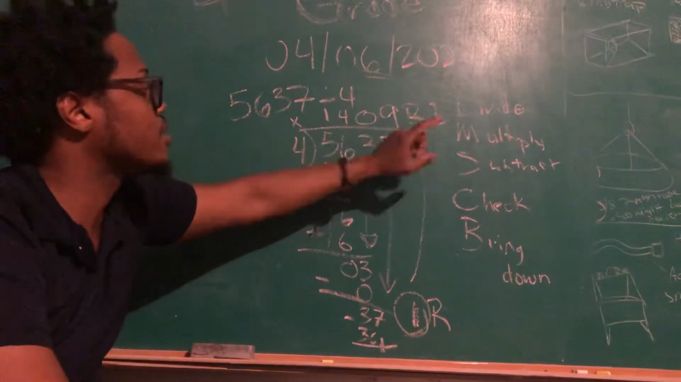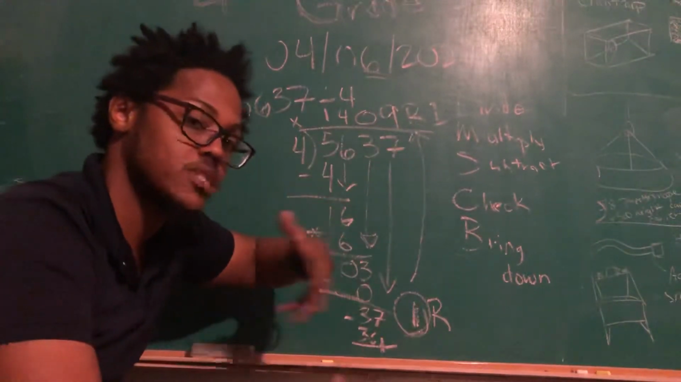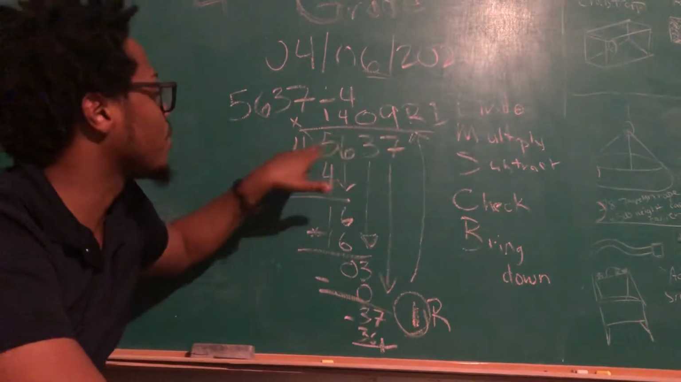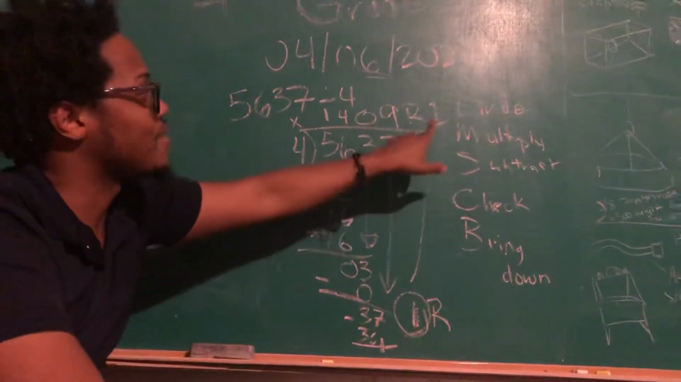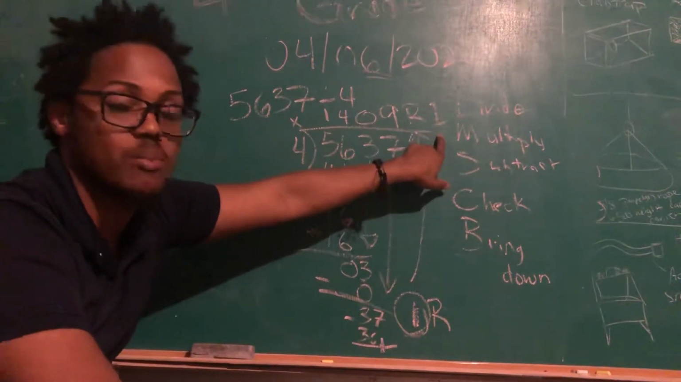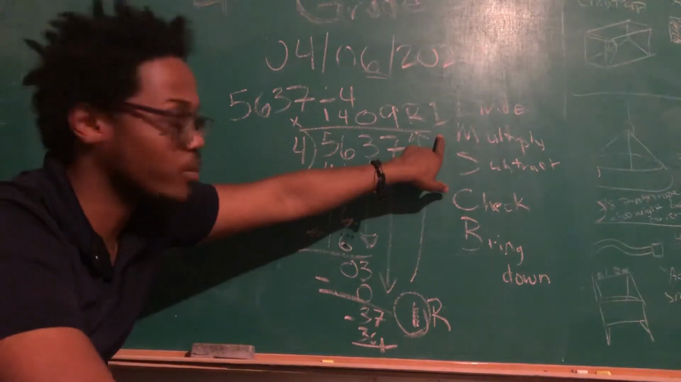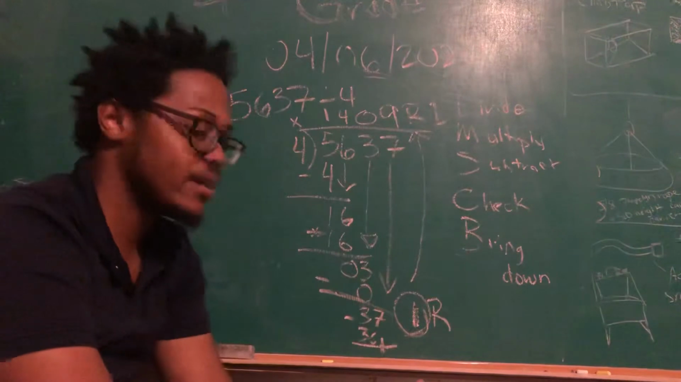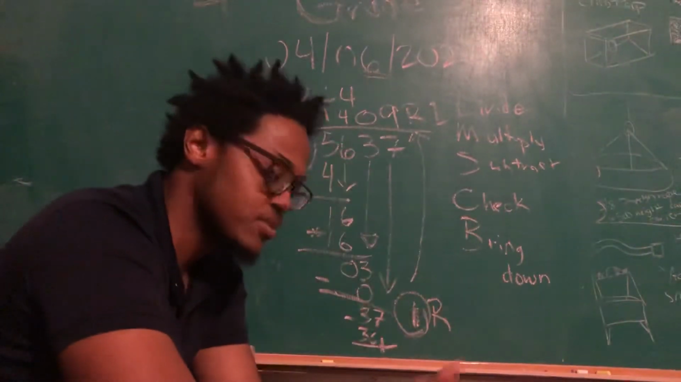But if you have a remainder and you want to check it by doing the opposite operation, you would do 1,409, you'd multiply it times 4, but then you would have to add that 1, okay? You have to add this remainder. Don't multiply it, it'll mess your problem up, okay? Add that 1. That's what you do. Remainder, guys, is just a leftover amount.